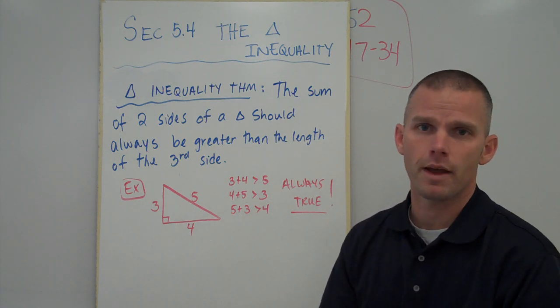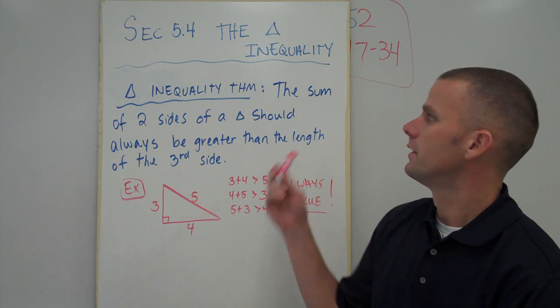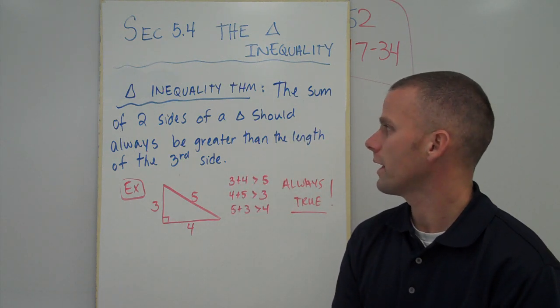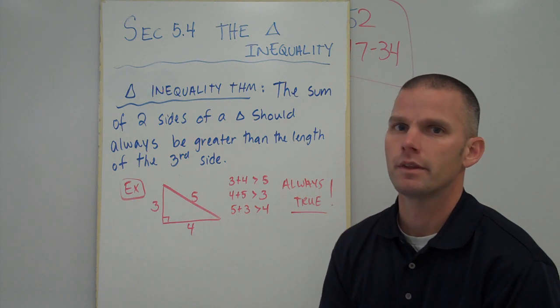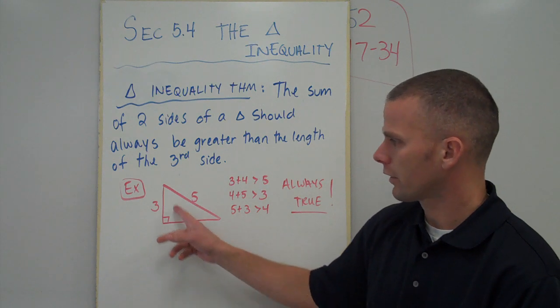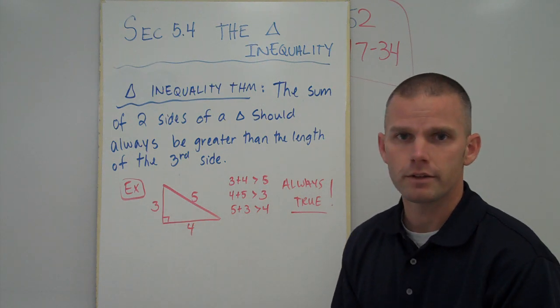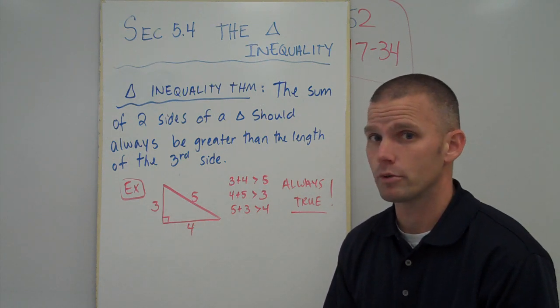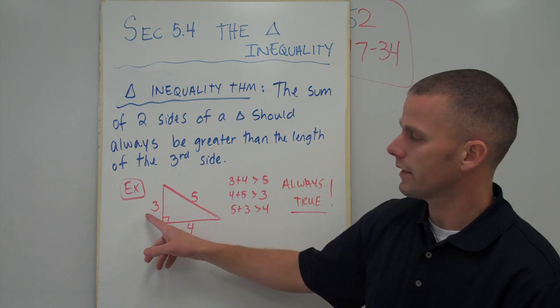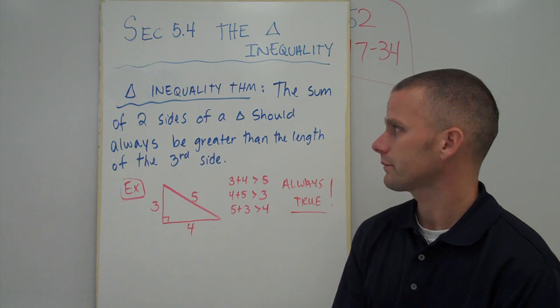Pretty much start right off the bat with our triangle inequality, which says the sum of two sides of a triangle should always be greater than the length of the third side. So basically what we're saying is this: if we have a triangle, we've got a right triangle here. Doesn't matter if it's right, it could be acute, obtuse, scalene, whatever. But I've got a right triangle with side lengths of 3, 4, and 5.